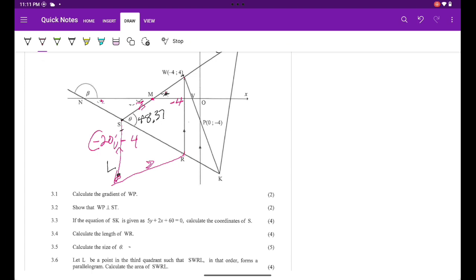Now we are going to need the length. We need this length, SW, and we need the length, WR. Right, as we were calculating, we know that we have already calculated the length of WR, so we are just going to calculate the length of SW. So the main calculation here will be this length, right?